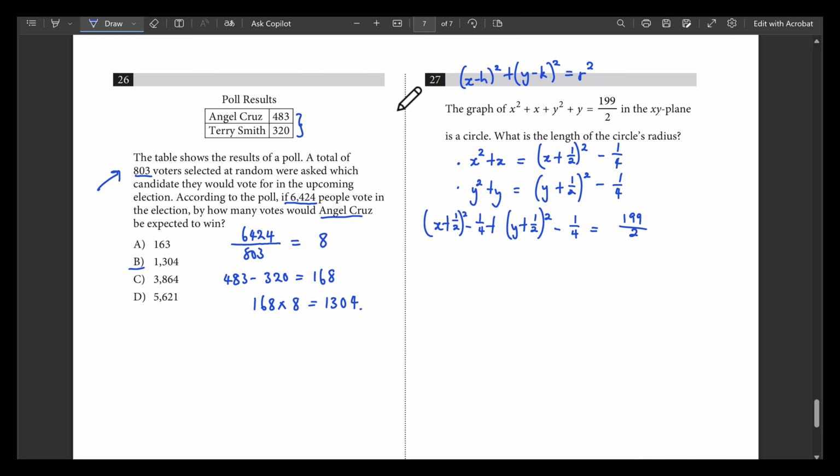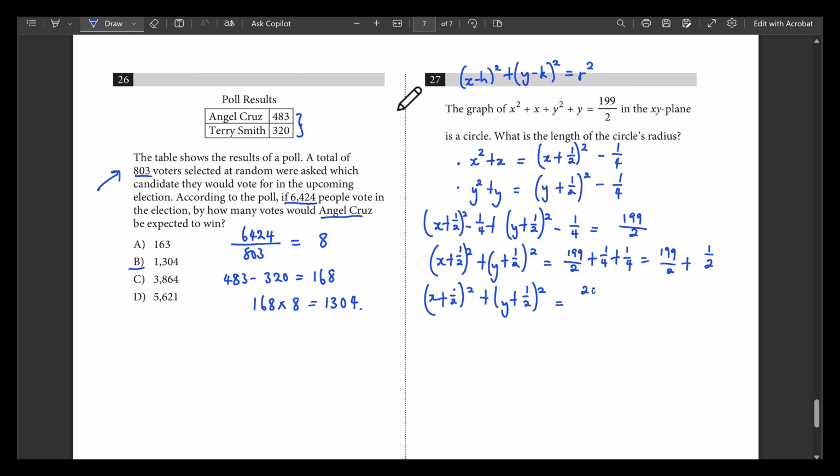And combining the constants, we get x plus half squared plus y plus half squared is equal to 199 over 2 plus a quarter plus a quarter, which is the same as 199 over 2 plus half. And we get x plus half squared plus y plus half squared is equal to 199 over 2 plus 1 over 2, which is equal to 200 over 2, which is the same as 100. And that means our r squared is equal to 100.